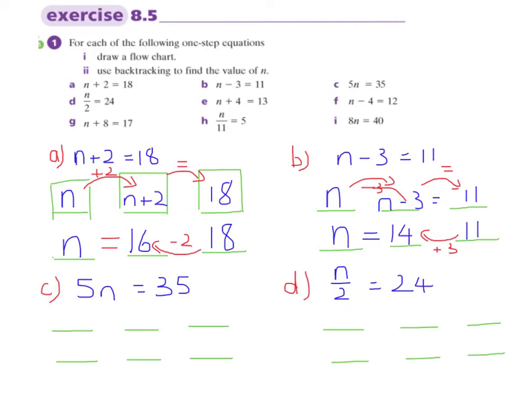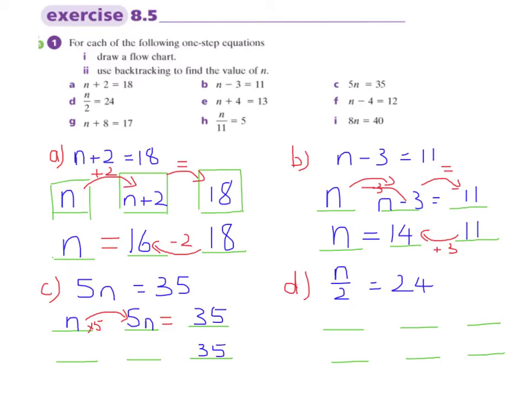Okay? So now, let's have a look at this next one over here. 5n equals 35, so this is C. So I put my n down. Now I do my 5n. So what did I do to that n? What does 5n mean? It means 5 lots of n, or 5 times n. So it was times 5 to get that 5n. And then I've got my equals, and then 35. So I put my 35 underneath.